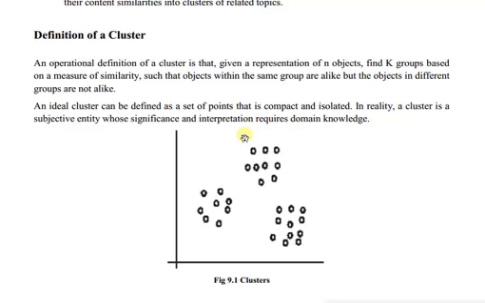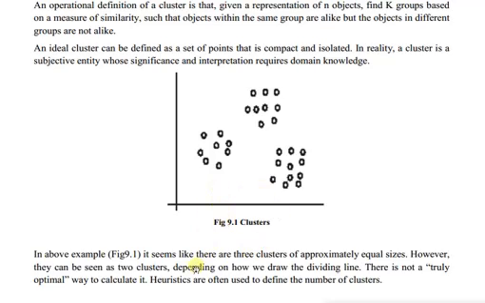So based on the need, we need to specify the clustering. Hence domain knowledge about the particular subject is needed. Now, if you look at the above figure, there are 3 clusters of approximately equal size. However, they can be seen as 2 clusters depending on how we draw the dividing line. There is no truly optimal way to calculate it, so we can use heuristics to define the number of clusters. If I draw a line between these two clusters, then this can form one cluster and this can form another cluster. In that way I can form two clusters.